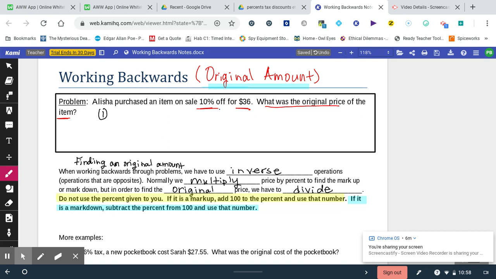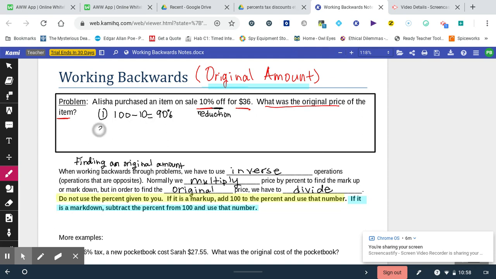So let's look at this. 10% off. Well, that's a reduction. You take something off, you reduce it. So what I'm going to do is subtract 10% from 100. So I end up with 90%.